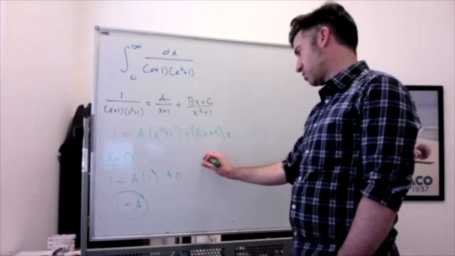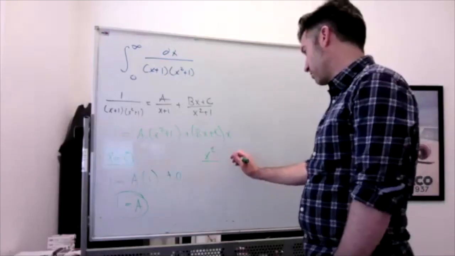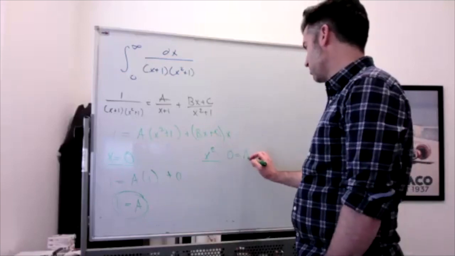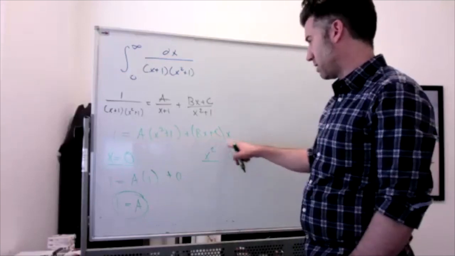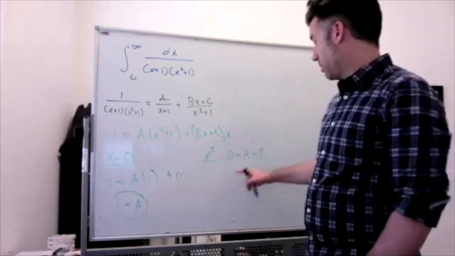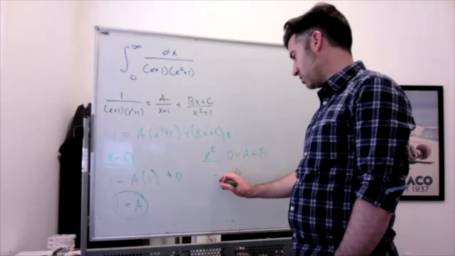Let's look at x squared. On the left, there is 0x squared. On the right, there is an a times x squared. And there is a b times x squared. So since a is 1, a plus b equals 0, b has to equal negative a, which is negative 1.